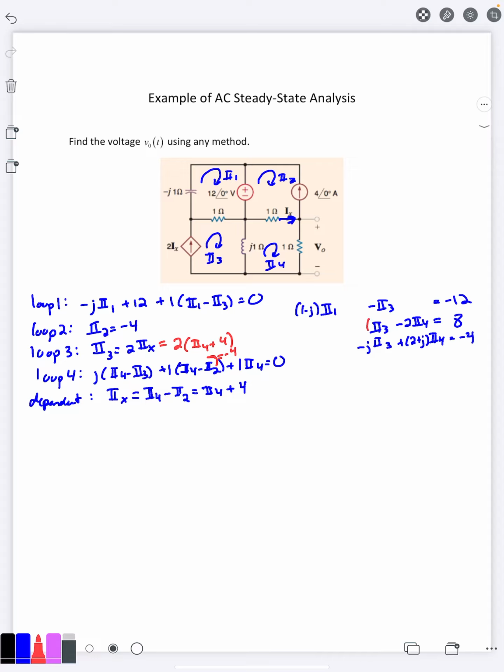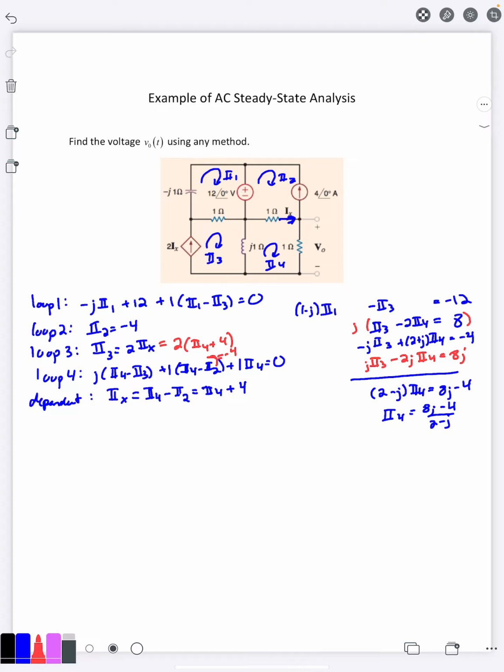So I'll multiply this one by j, gives me a j I3 minus 2j I4 equals 8j. If I add down there, I3's cancel. 2 plus j minus 2j is 2 minus j I4. And then I have 8j minus 4. So I4 here is 8j minus 4 over 2 minus j. Now I could use that, solve back, find my I3, solve back, find my I1.